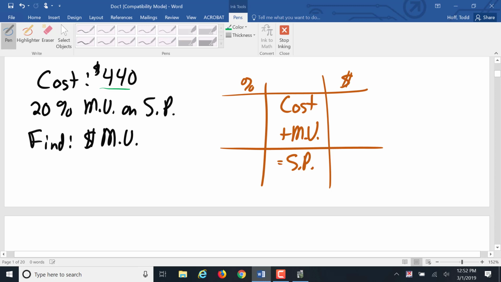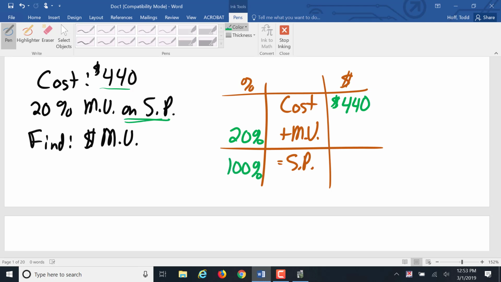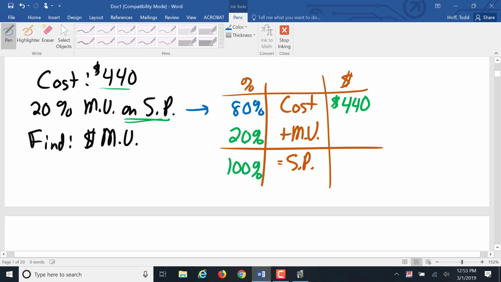Now we have $440, but this time it is the cost. So that goes on the dollar side for the cost. 20% markup, so 20% goes on the percent side for the markup. On selling price tells us 100% still goes with the selling price. Now we have to find that percent for the cost. Working backwards, 100 minus 20 gives us 80% for the cost. Notice 80 plus 20 gives us the 100. So that adds up.